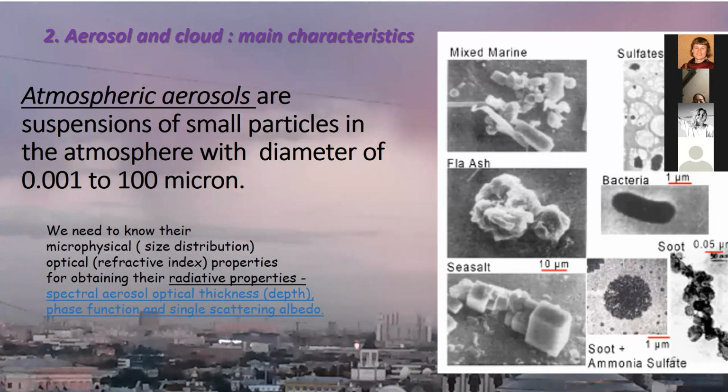Let's speak about the parameters we are interested in for the analysis: aerosol and cloudiness. Atmospheric aerosol is a suspension of small particles in the atmosphere with a diameter from 1 nanometer to 100 microns. Here are electron microscope views of different aerosols, and you see that they can be of different shapes and of different origins. For example, you see here marine aerosol, sulfate, organic aerosol like bacteria, soot, which has a very small size, sea salt particles, fly ash, and some others.